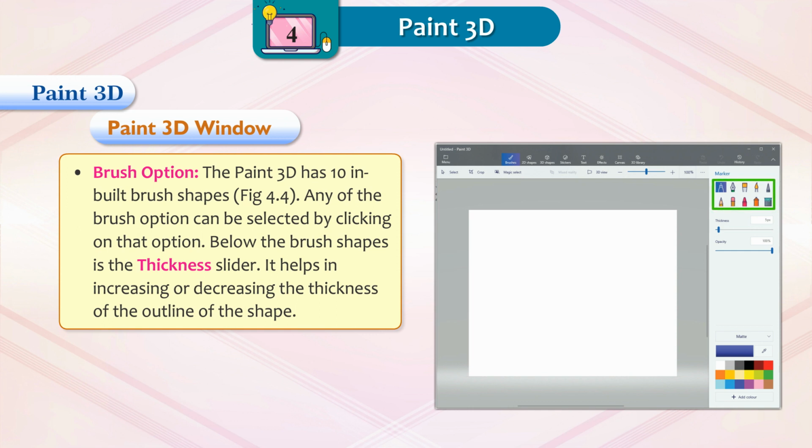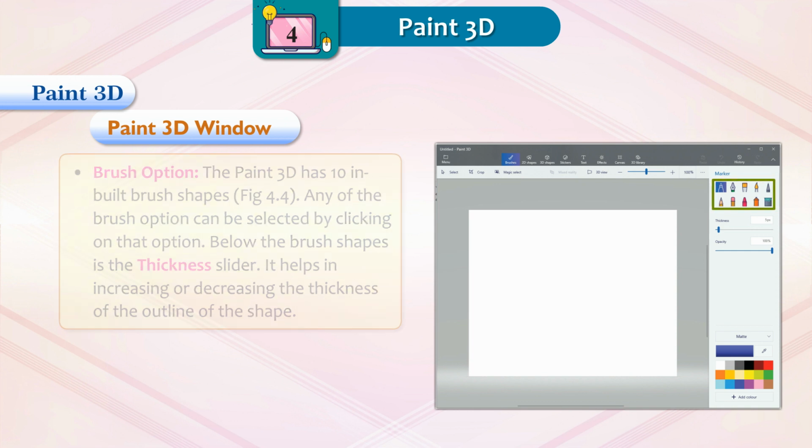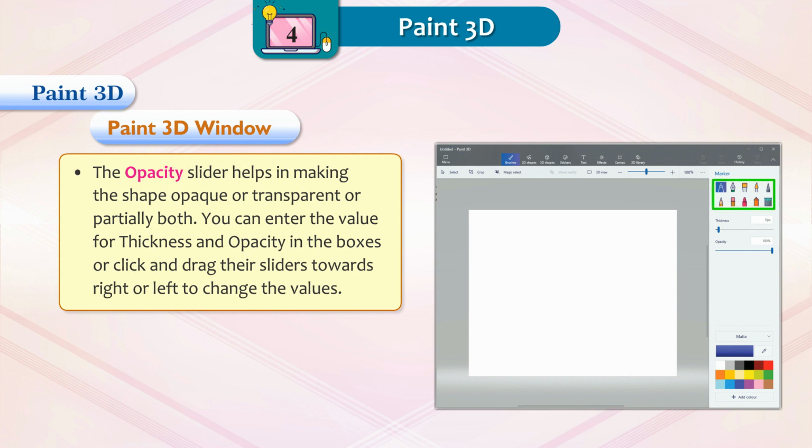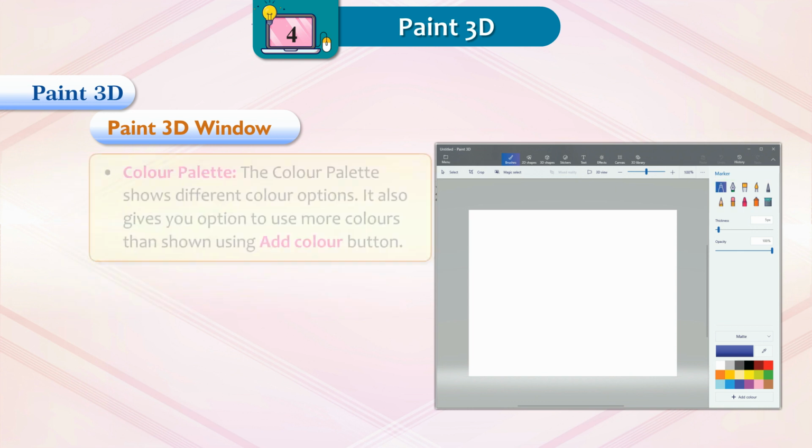Below the brush shapes is the thickness slider. It helps in increasing or decreasing the thickness of the outline of the shape. The opacity slider helps in making the shapes opaque or transparent, or partially both. You can enter the value for thickness and opacity in the boxes, or click and drag their sliders towards right or left to change the values.